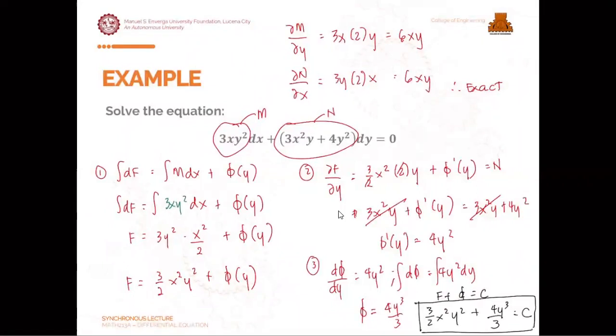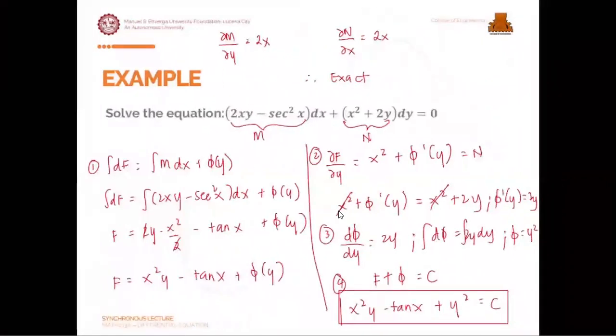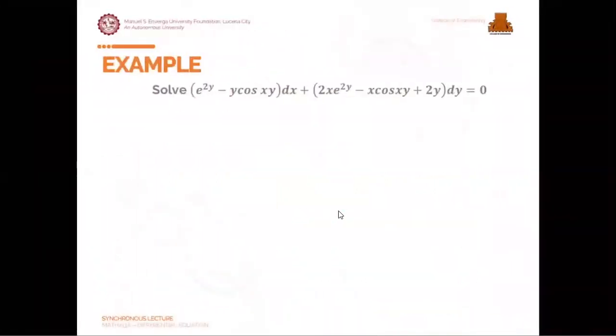Okay, so we have to proceed. Last example na lang for this method. So we have dito, solve e raised to 2y minus y cosine xy dx plus 2x e raised to 2y minus x cosine xy plus 2y dy is equals to 0. So this is M, then this is N.